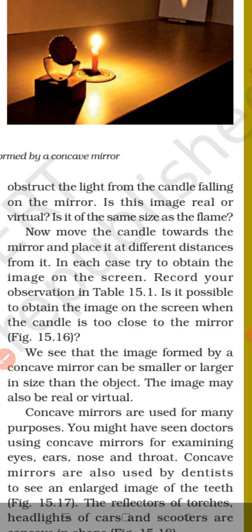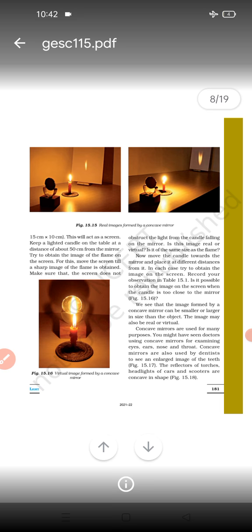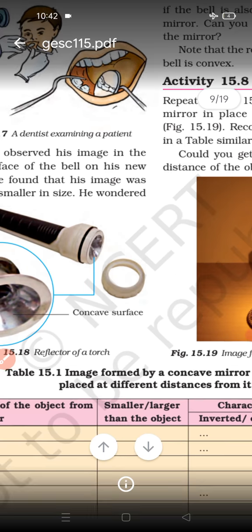Now move the candle towards the mirror and place it at different distances from it. In each case, try to obtain the image on the screen. Record your observation in table 15.1. Is it possible to obtain the image on the screen when the candle is too close to the mirror? Figure 15.16 has a question mark. You have to see what is given in table 15.1.